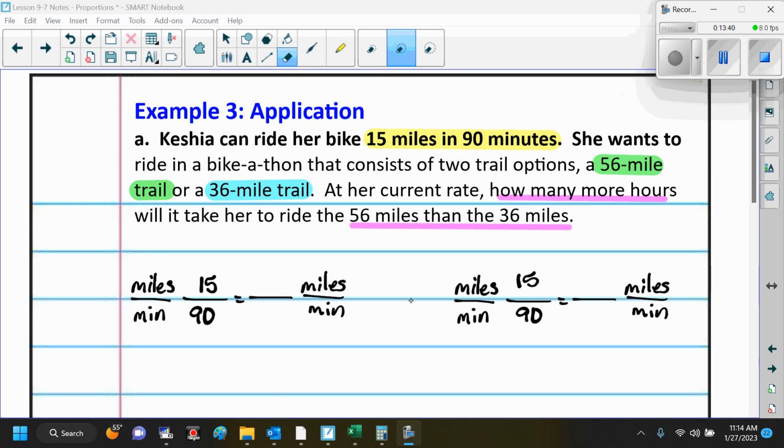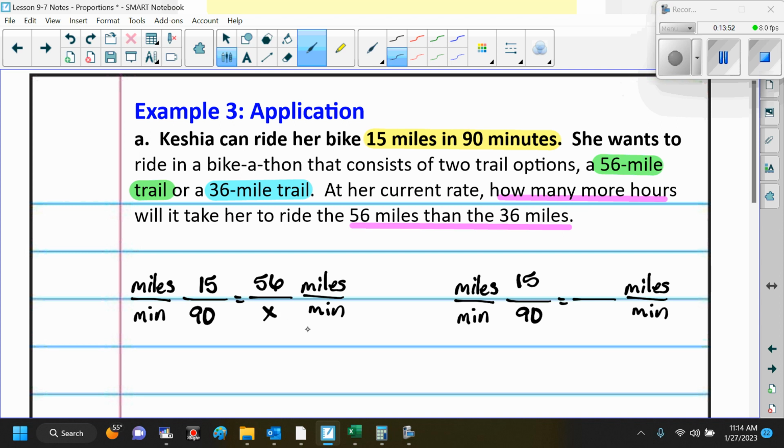That's 56 miles. Where does 56 go in my proportion? Miles. Up here for miles. Is everybody with me? So 56 goes up here, and we're solving for how long it takes her to go 56 miles. Then, for the second proportion, where does the 36 miles go? At the top. So that's 36 up here, and we're solving for the time. Is everybody clear? Yes. Okay?